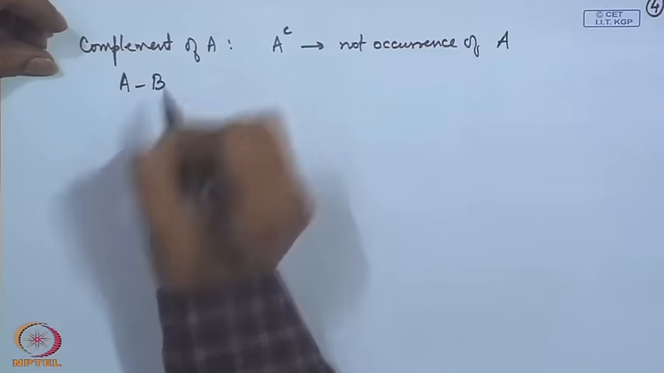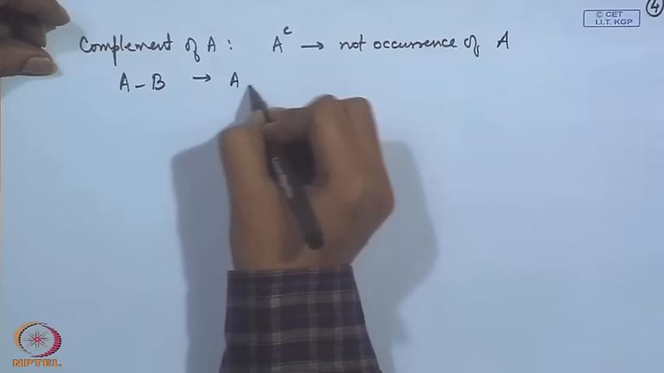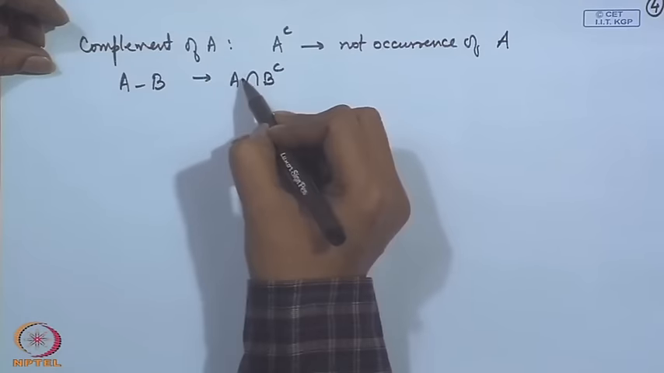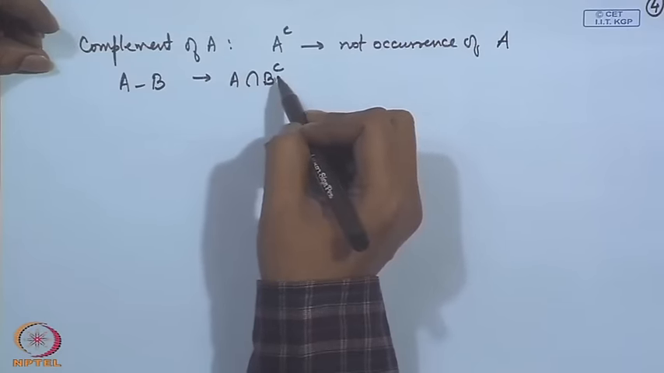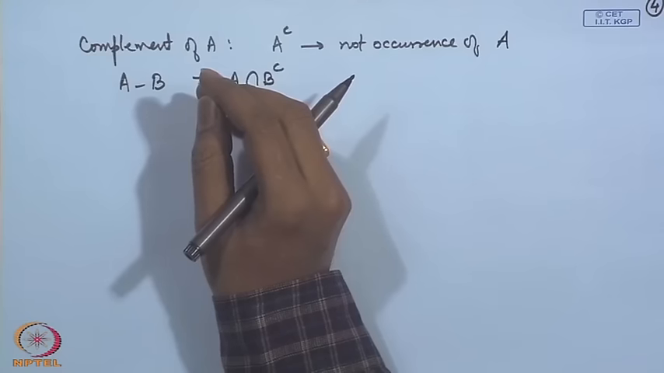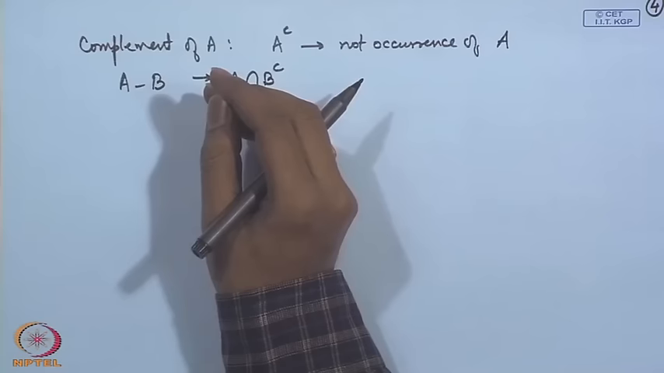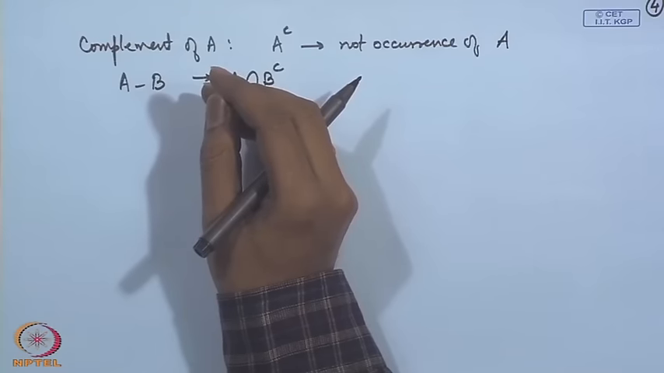Now, using this one can talk about anything else. For example, if I say A minus B, then this is A intersection B complement. That means happening of A and not happening of B, and so on. So, one can now consider the interpretation of all types of set operations in terms of events.